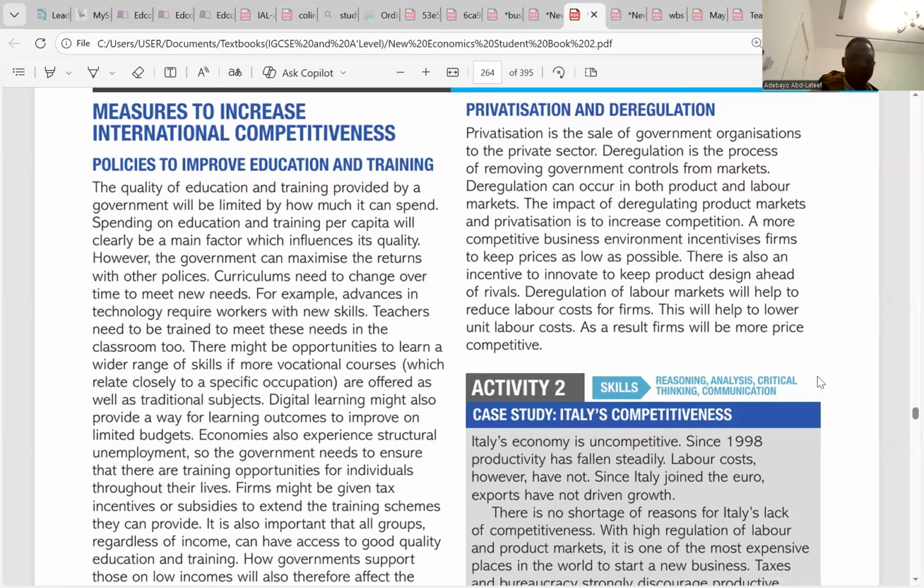So I'm going to read further anyway. There might be opportunities to learn a wider range of skills if more vocational courses which relate closely to a specific occupation are offered as well as traditional subjects.